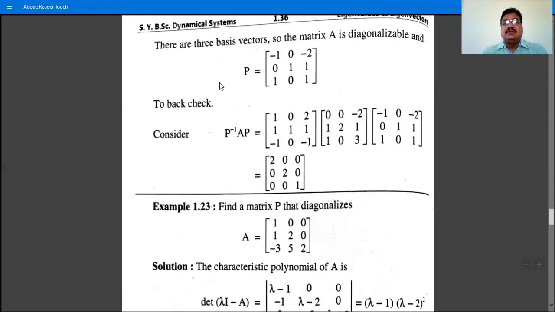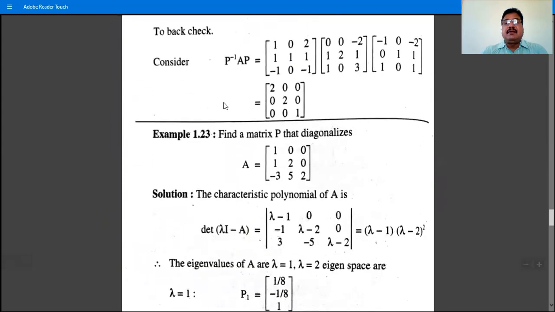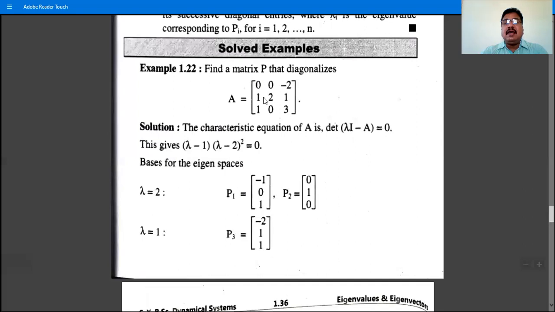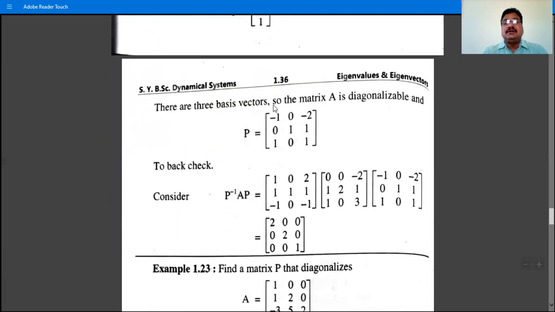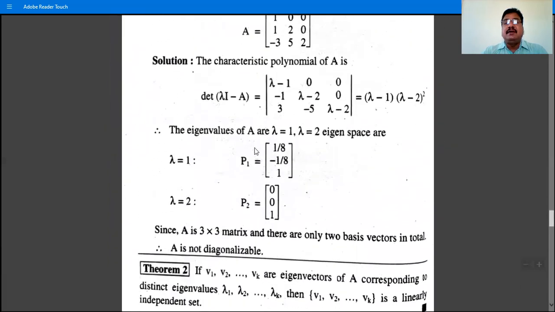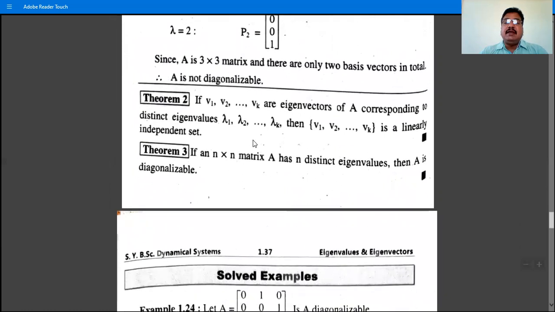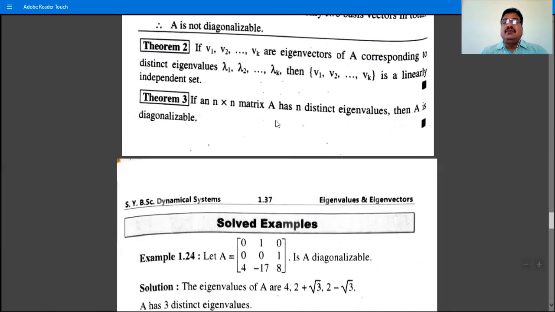So these are the two examples. In the first example, the order of A is 3, and A does not have three distinct eigenvalues. A has two distinct eigenvalues. Hence, this A is diagonalizable. But in the second example, A has two distinct eigenvalues, the order of A is 3, and in this case A is not diagonalizable. That is, if A is of order 3 by 3 and A does not have three distinct eigenvalues, then A may or may not be diagonalizable.